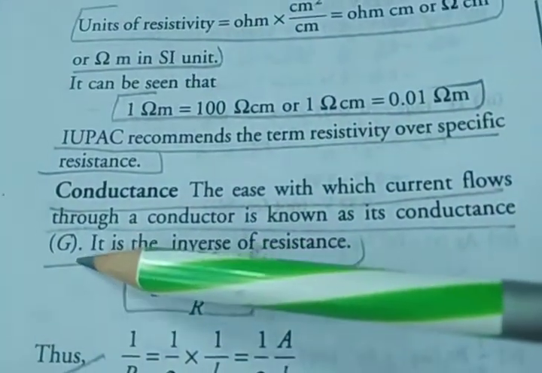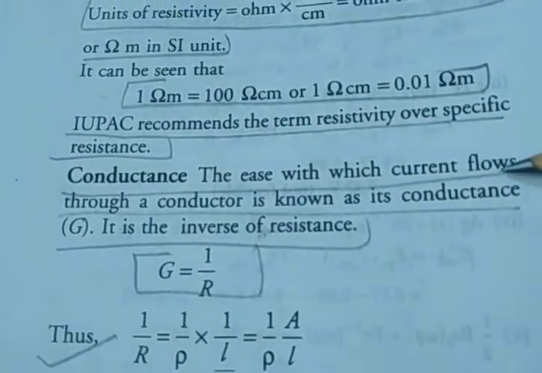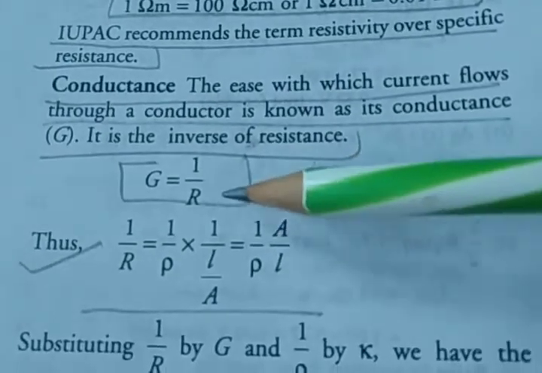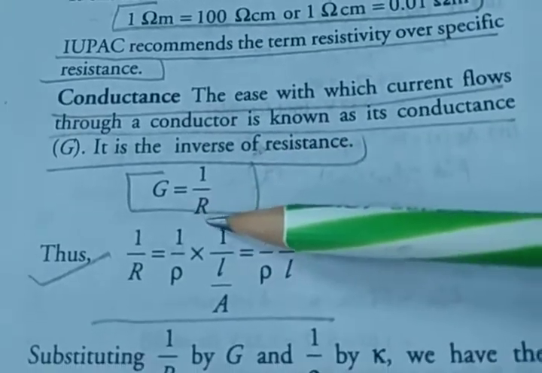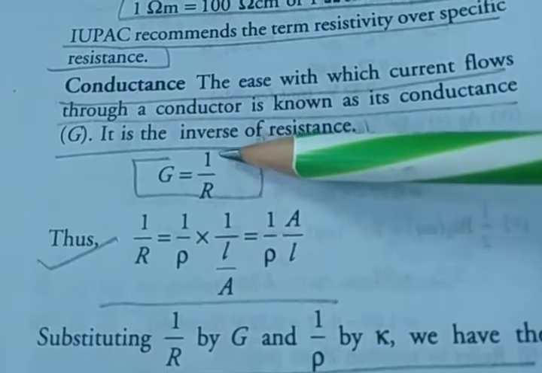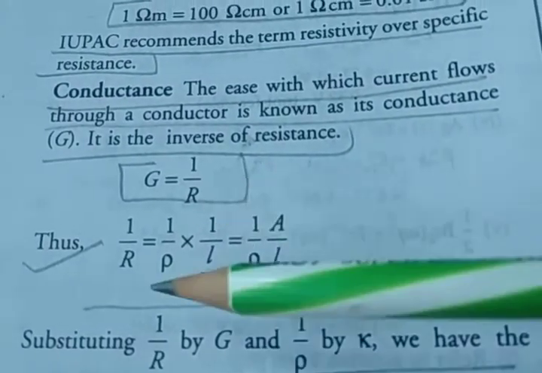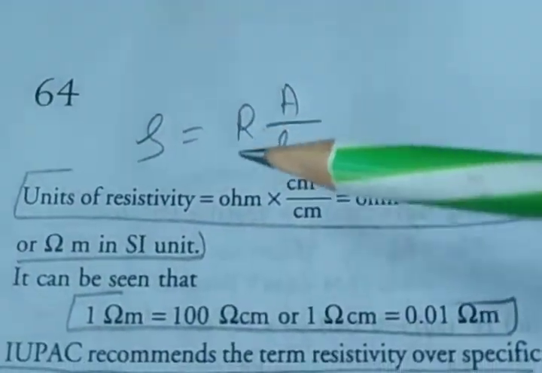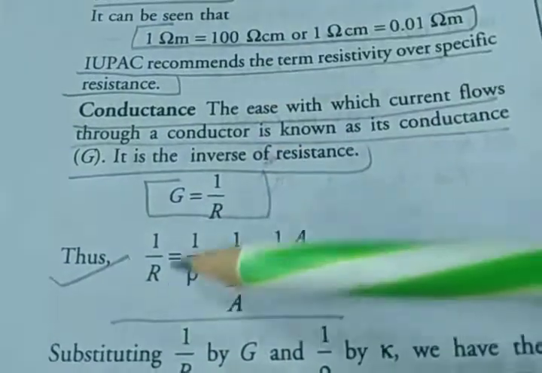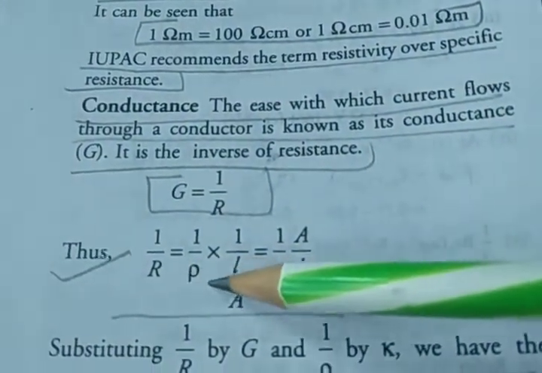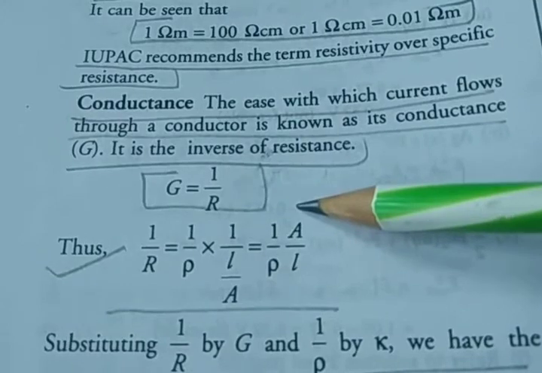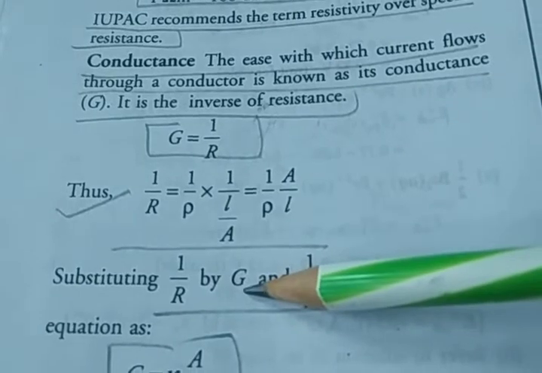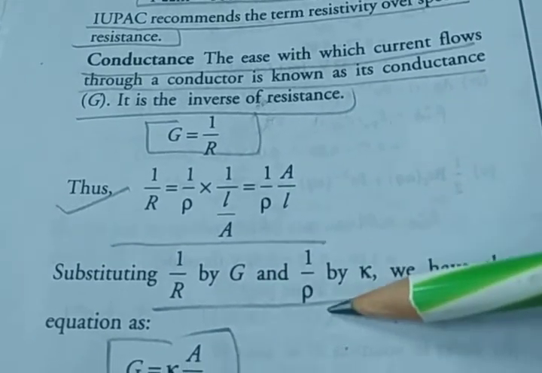Then conductance. Conductance is denoted by capital G, and the ease with which current flows through a conductor is known as its conductance. It is the inverse of the resistance, denoted by capital R. So G is equal to 1 upon R. And 1 upon R, with R equal to rho L upon A, becomes A upon rho L, since rho L upon A goes to the upper side.